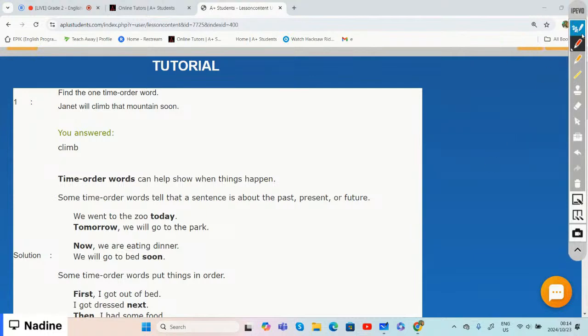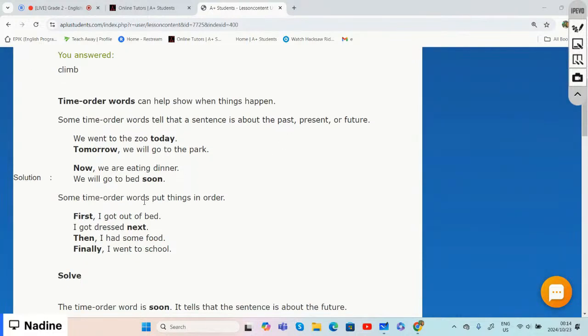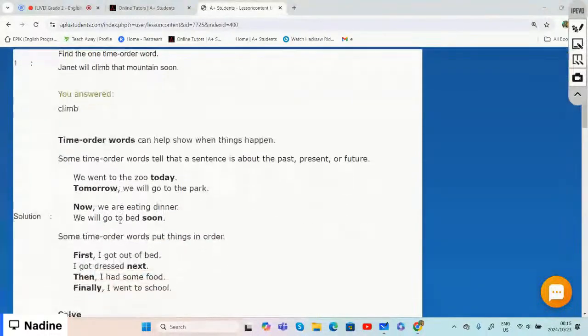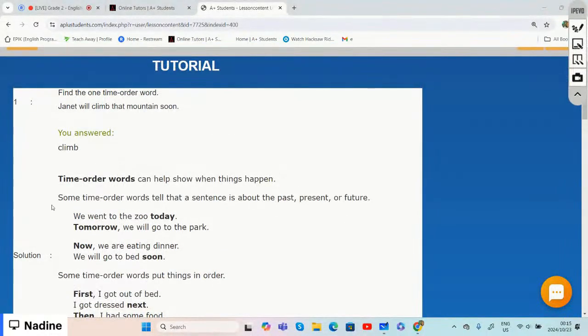So some of our time order words, we can also put in order. For example, if you were to do a get ready with me, you're going to say, first I did, next I did, or firstly, secondly, thirdly, finally. That is what you write down, because that is time order words. You're telling us how things have happened. So now we're going to find one time order word within the sentence.